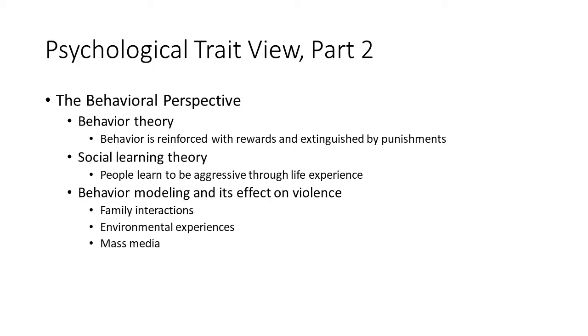According to the social learning theory, people learn to engage in crime in the same way they learn to engage in conforming behavior, through association with or exposure to others. Primarily, the behavior modeling stems from three principal sources: family, environmental experiences, and the mass media.